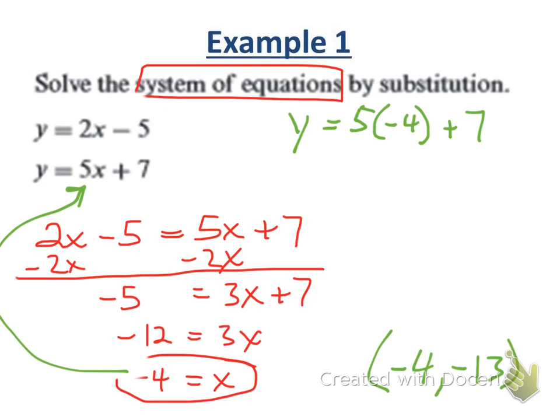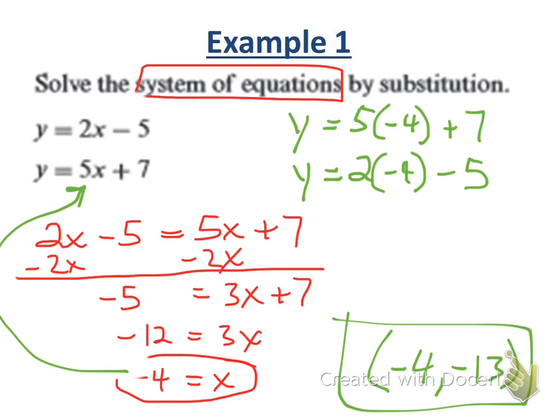So x is negative 4, y is negative 13. If that works in the other equation, then I am good to go. 2 times negative 4 minus 5. Does that also give us negative 13? It does. So this is indeed the point of intersection of those two lines, and we've solved it algebraically.